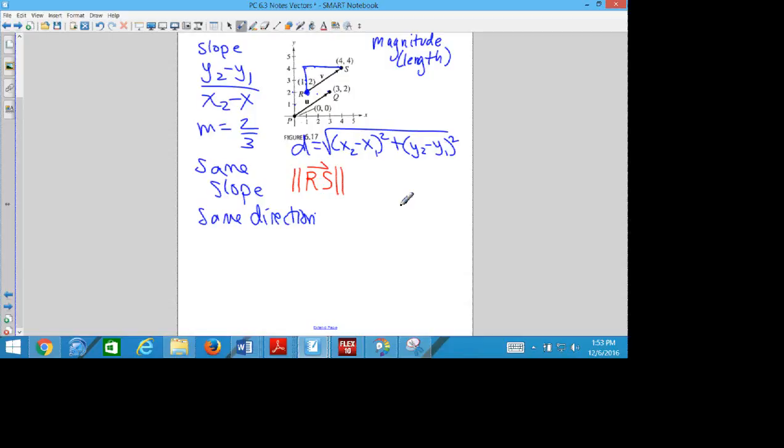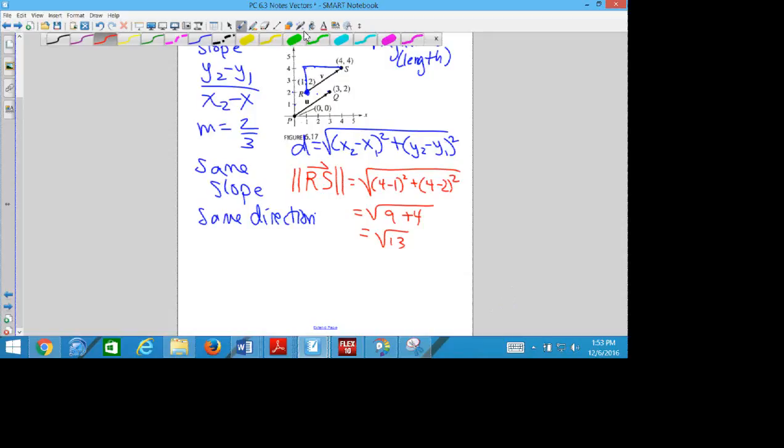So we're going to subtract the x's and square that answer, subtract the y's and square that answer. So it will be 4 minus 1 squared plus 4 minus 2 squared, which is the square root of 9 plus 4, which is the square root of 13. That's the magnitude of vector RS.